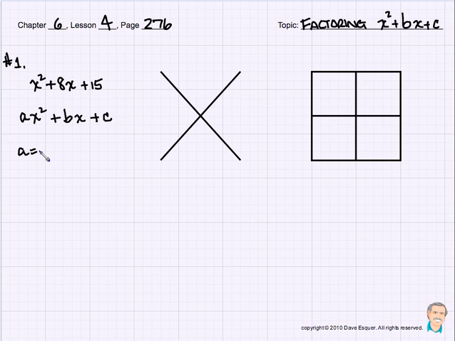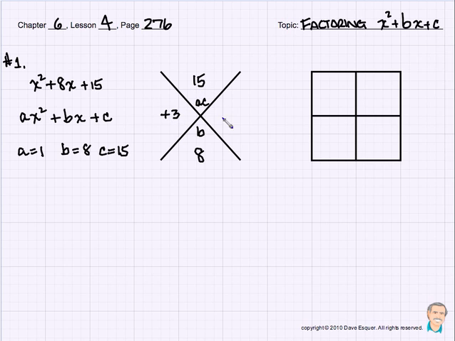A turns out to be a 1, the coefficient. B turns out to be the coefficient 8. And C turns out to be a 15. We're going to put, remember, in our crisscross, our multiplier, the product A times C, which gives us the product of 15. And we're going to put the coefficient B, which is an 8, down in the bottom. So we are looking for, in our cross, two factors whose product is 15, yet whose sum is 8.